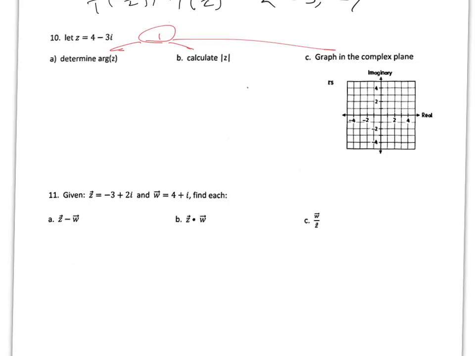So we're looking for the angle. The graph might actually be helpful first. We're going to have to graph it anyway to figure out what quadrant it's in. So I'm just going to draw the graph first. So we're going to go over 4 on the real axis and then down 3 on the imaginary axis. So this vector, this complex number, is in the fourth quadrant. So we want to put it in fourth quadrant.